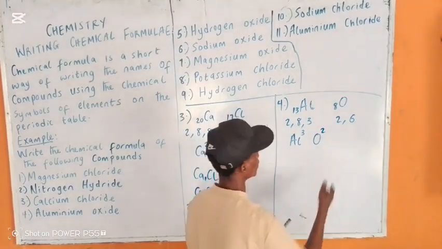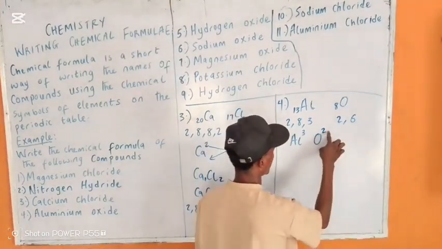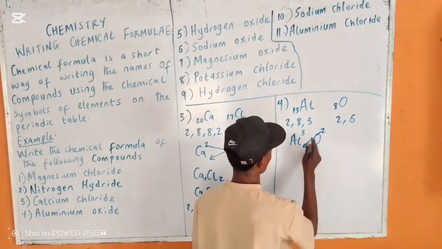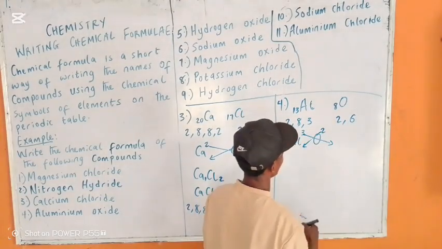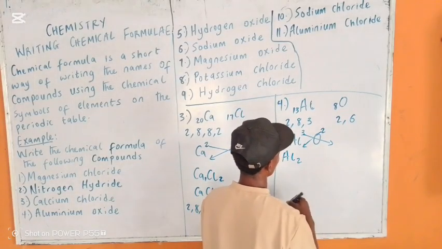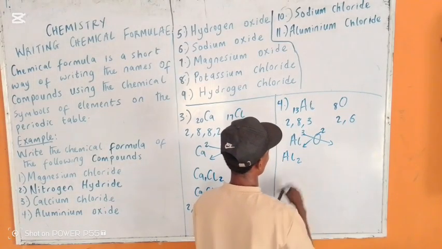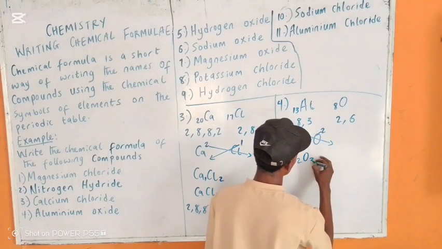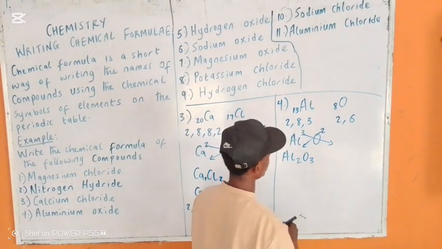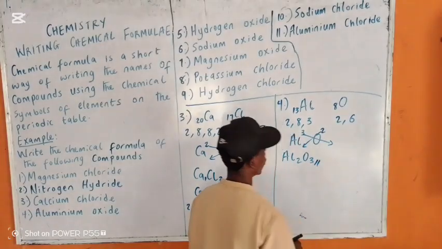So what's the next thing here? Bring the 3 here and bring the 2 here. So we have the 2 coming here, we have the 3 coming here. So now I have what? Al2, the 2 coming here, and we have what? O3. We have Al2O3. So this is aluminium oxide.